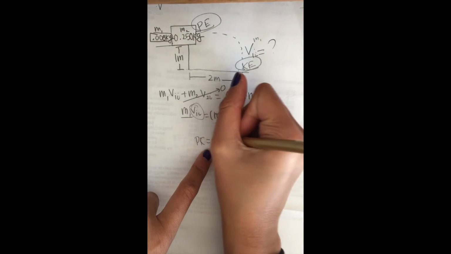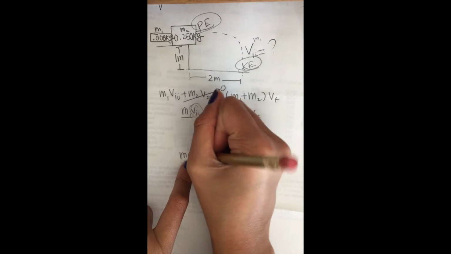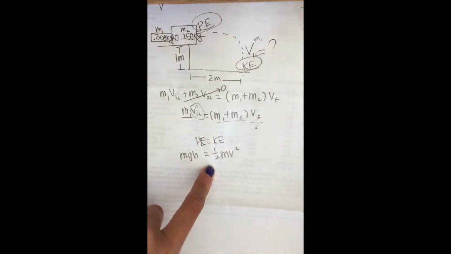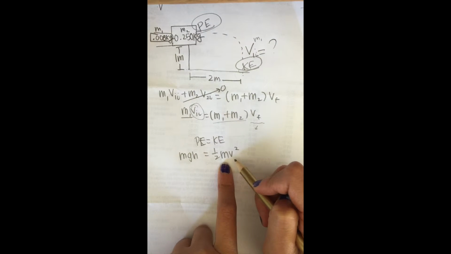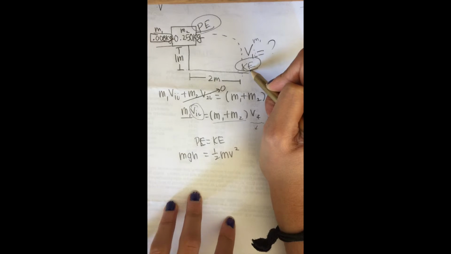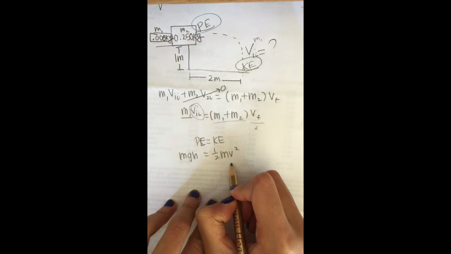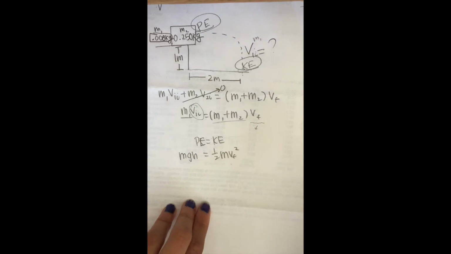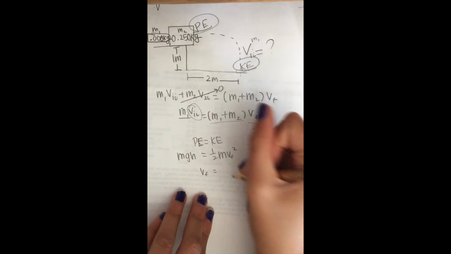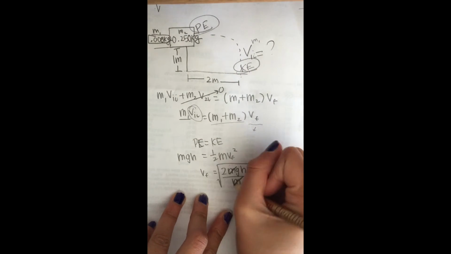So potential energy equals kinetic energy. Potential energy is mgh, which equals 1/2 mv squared. And since it is 1/2 mv squared of kinetic energy, which is down here, we know it's the final velocity of the blocks combined. So we can isolate the velocity to get the final velocity. Then final velocity squared equals 2mgh divided by m, and so we can cancel the mass out.